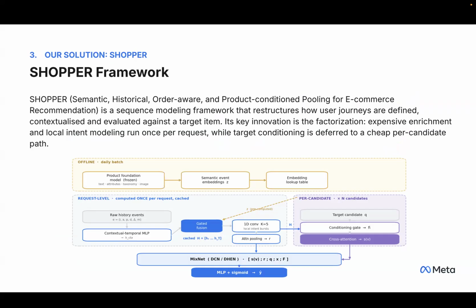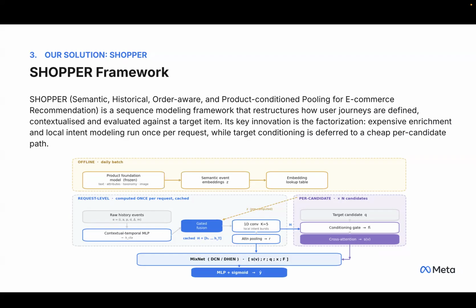SHOPA stands for Semantic, Historical, Order Aware, and Product Conditioned Pooled for e-commerce recommendations. This is a sequence modeling framework that restructures how user journeys are defined, contextualized and evaluated against a target item. But the key innovation here is that we were able to optimize the computation of the system by separating offline compute, request server compute, and connected compute. This was a way for us to cache and optimize our operations.